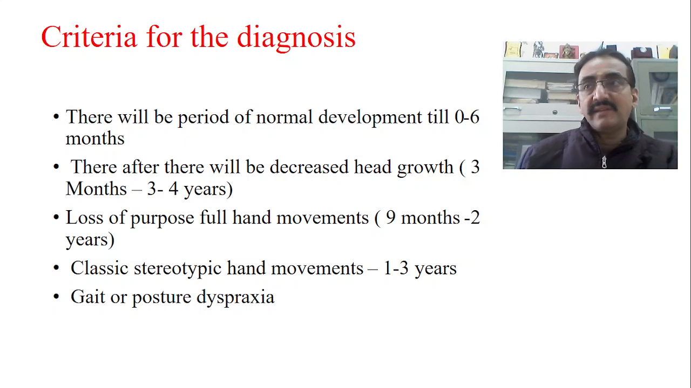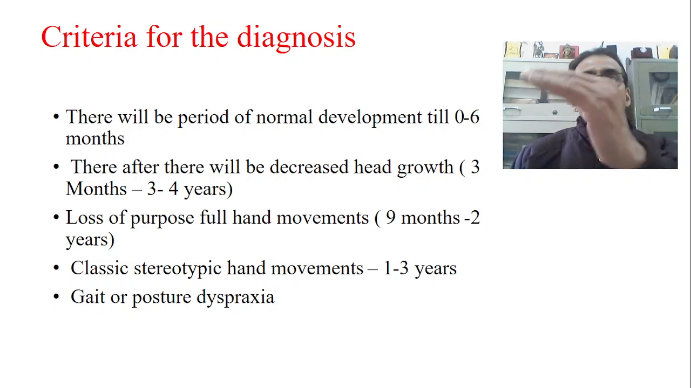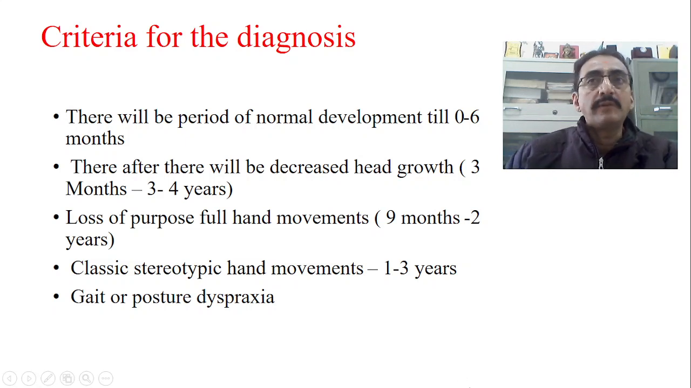Suppose you get this set of symptoms where the child is normal up to the first 6 months, thereafter the child starts with so many problems and there is microcephaly. Then there is regression of the developmental milestones including language and social, and thereafter loss of purposeful hand movements. Thereafter stereotyped hand movements start. Then the child has problems in gait, walking and posture, etc. So all these sets of symptoms usually suggest Rett syndrome, where there is a regression of the developmental milestones.